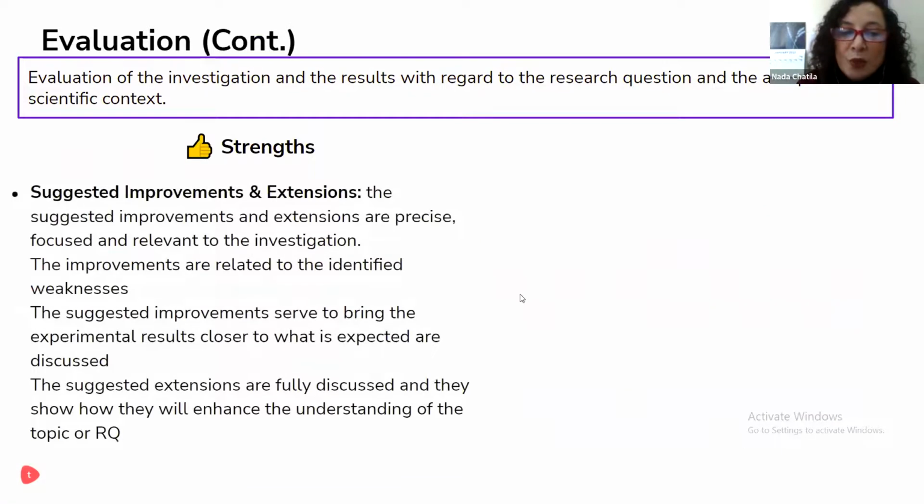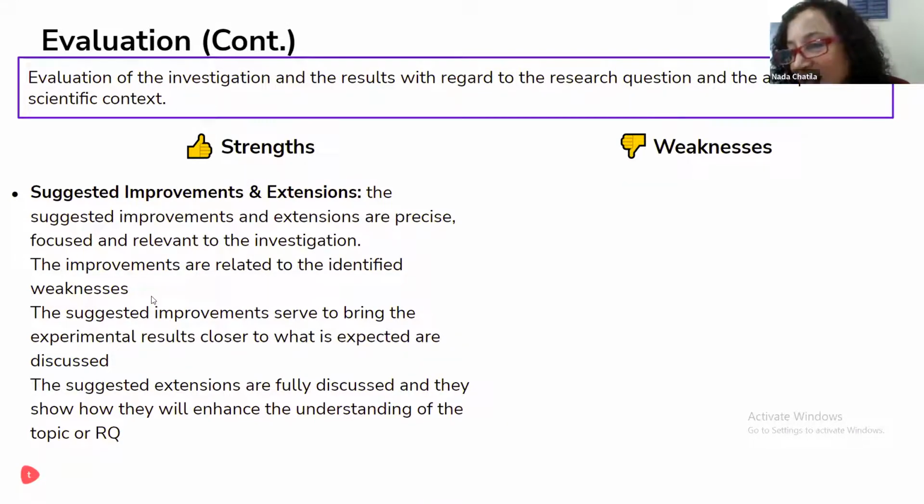And the suggested improvements, as long as they are precise, relevant, focused to the investigation, they are related to the identified weaknesses. They are really discussed and not outlined again. And they serve to bring the experimental results closer to what is expected.